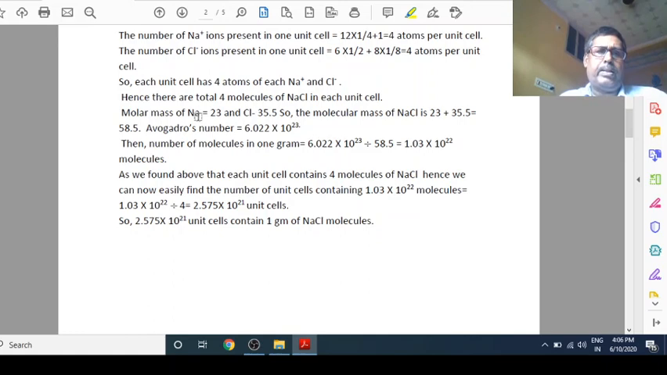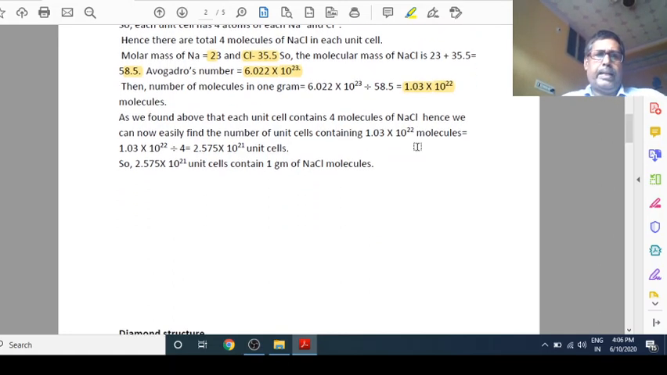Now next we will talk about molar mass. As we know, the atomic mass of sodium is 23 and Cl is 35.5. So total it is 58.5. Again we know that Avogadro number is this, which is fixed. Then number of molecules in 1 gram is this divided by 58.5, on solving we get this.